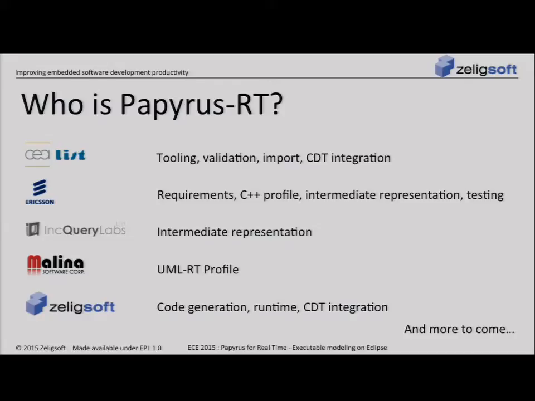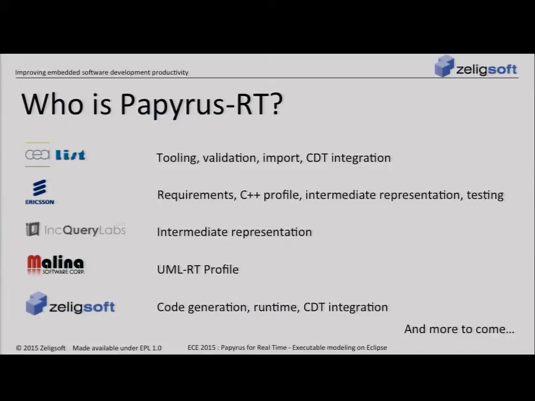And there's actually more than the people that are there that are starting to trickle in. But the first group of people were the CEA. Of course, they actually created Papyrus in the first place. Ericsson was there, putting in a whole bunch of requirements. They contributed a C++ profile for UML-RT. They worked on the intermediate representation. I'm going to get to the intermediate representation when I talk about the architecture. And they also provide a lot of testing of what we're doing.